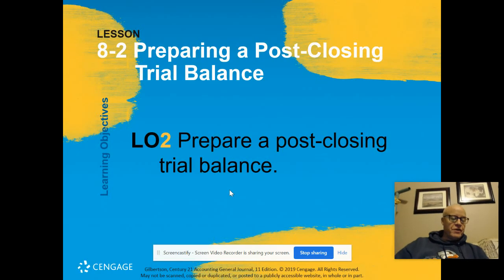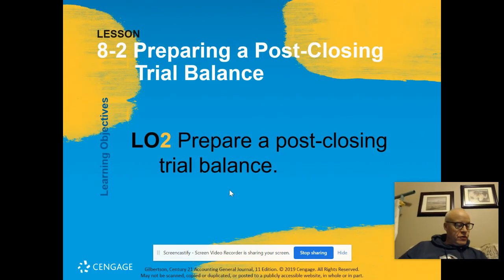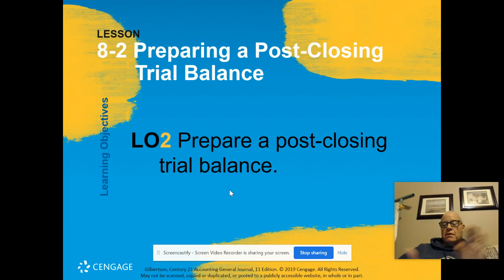Okay, part two, preparing a post-closing trial balance. So we've closed out all of our temporary accounts, our income, our expenses, our drawing. Now we're ready to move forward. We're done with the accounting cycle. We're ready to move into our next fiscal period, for the next month in this case.